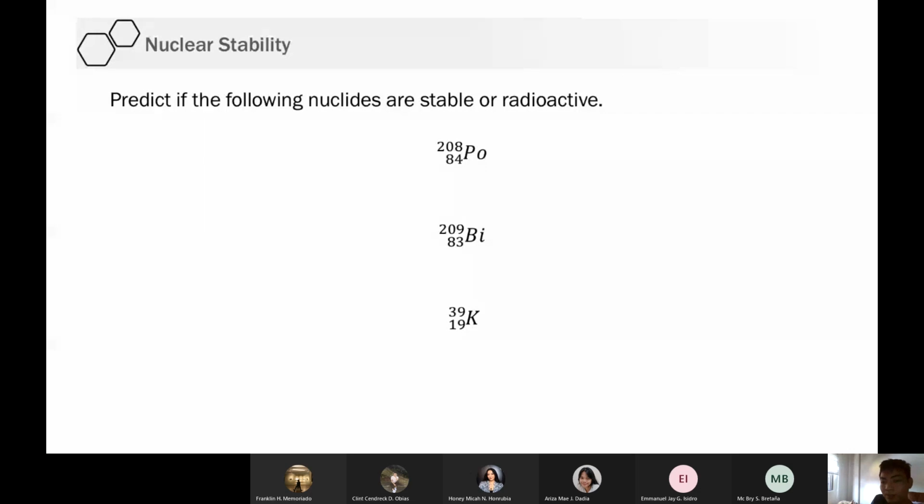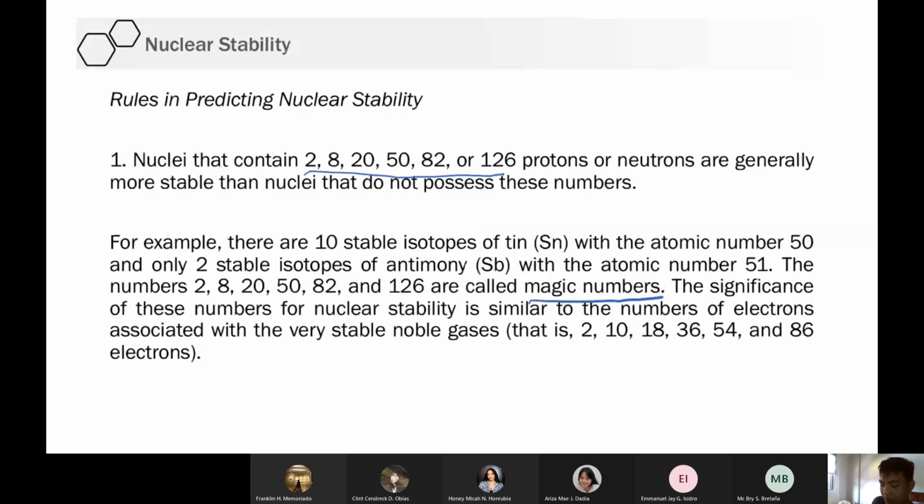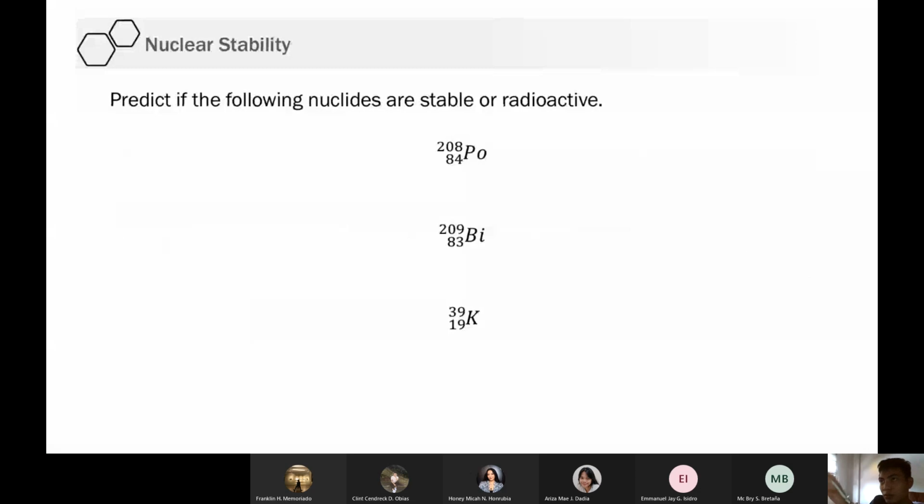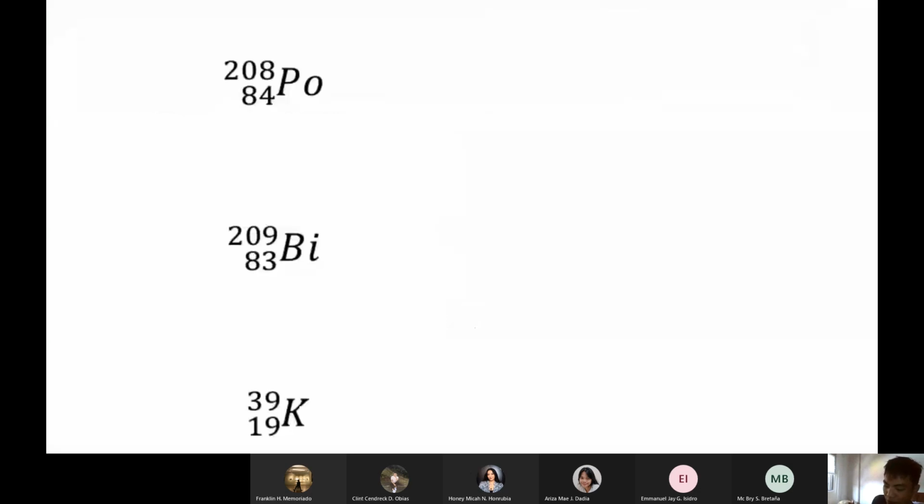Okay? So, ano ba kailangan natin dito to predict whether they are stable or not? Itong rules lang na sinabi ko. If they possess the magic numbers, stable yan. Kapag even yung kanilang protons, neutrons, stable yan. Pag less than 83 yung kanilang atomic number, stable yan, except technetium and promethium. Okay? So, ganun gagawin natin. Check mo yung proton, neutron, then see if you can see the magic numbers or not. Okay? Okay, so let's start with polonium.